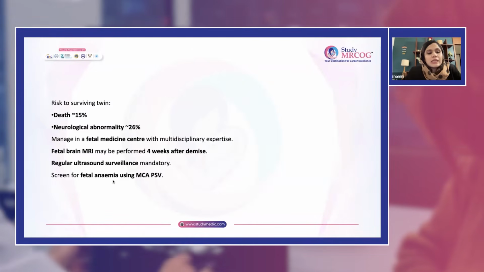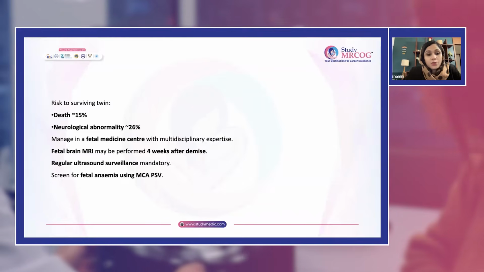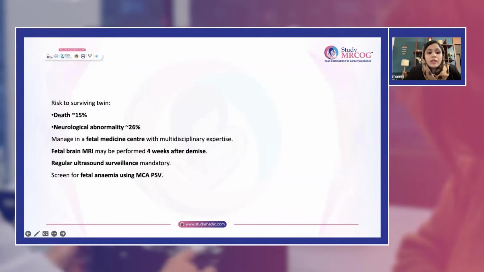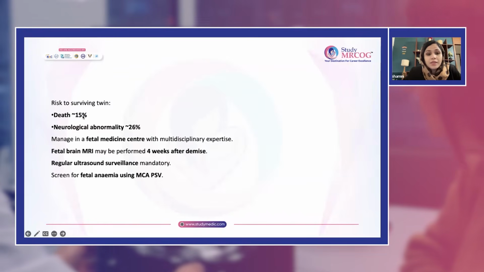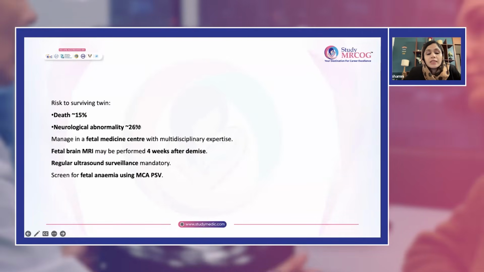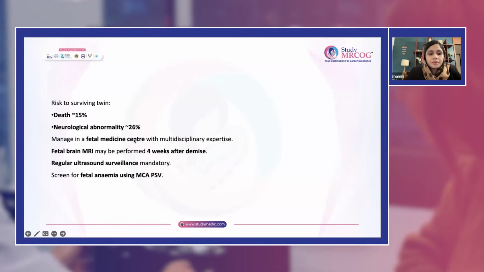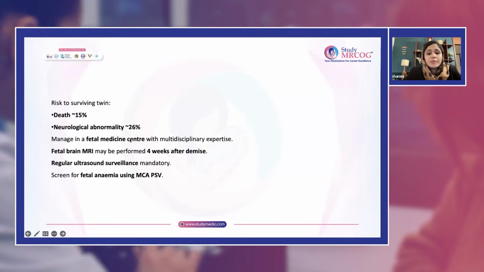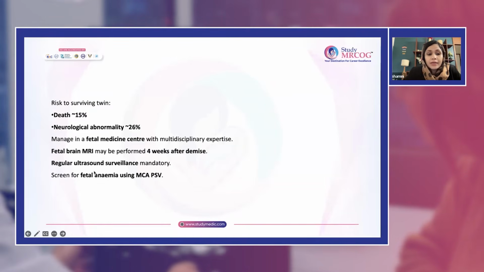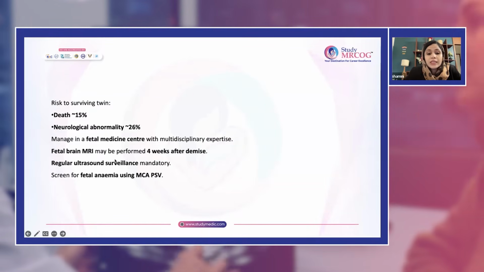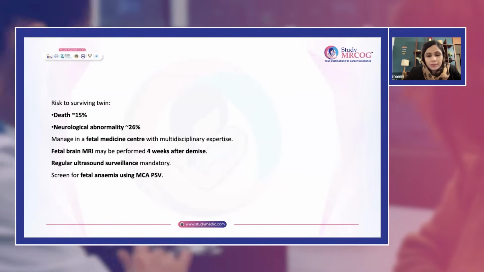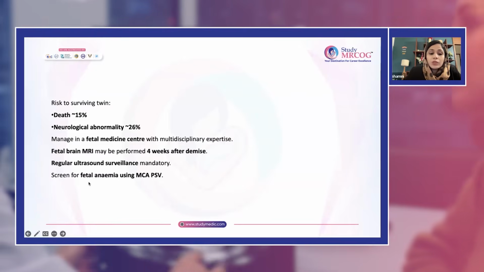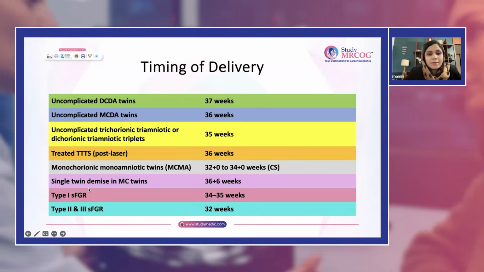So regarding single intrauterine death of one of the twins, the risk to the surviving twin, these numbers are very important. Death incidence is 15% and neurological abnormality risk is around 26%. They can come as SBAs, and this has to be managed in a fetal medicine center. An MDT should be there, and fetal brain MRI, as we already discussed, should be performed 4 weeks after the demise. And regular ultrasound surveillance should be there. We have to also screen for fetal anemia using MCA PSV.